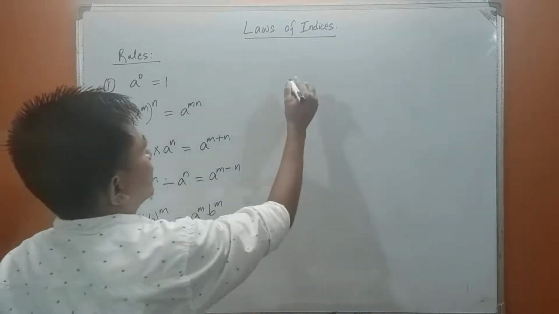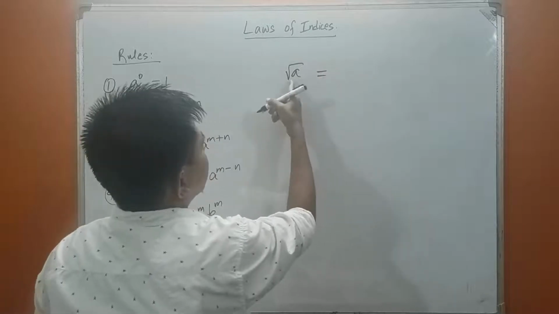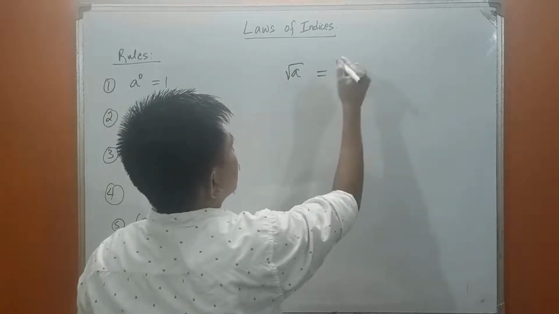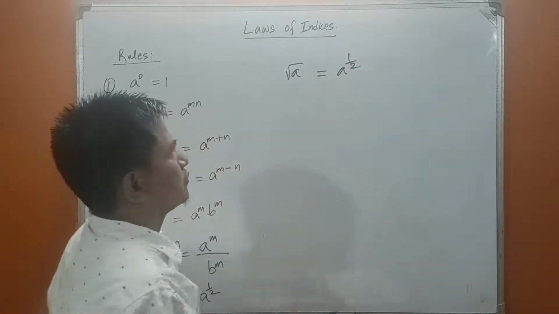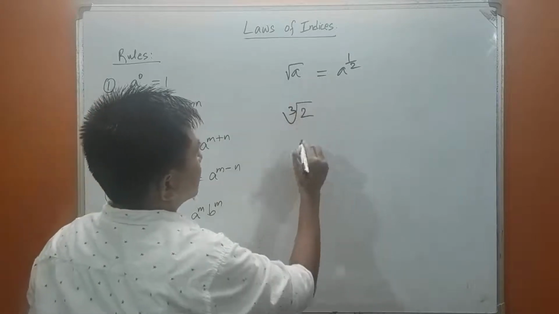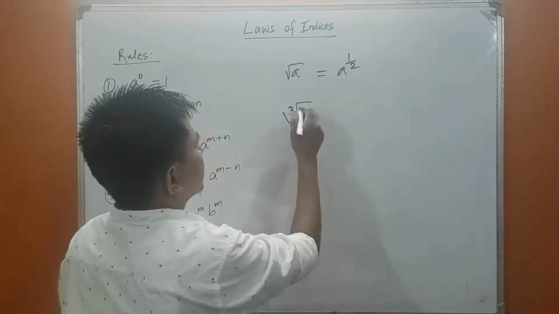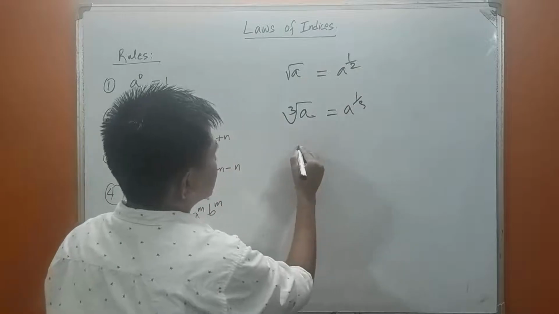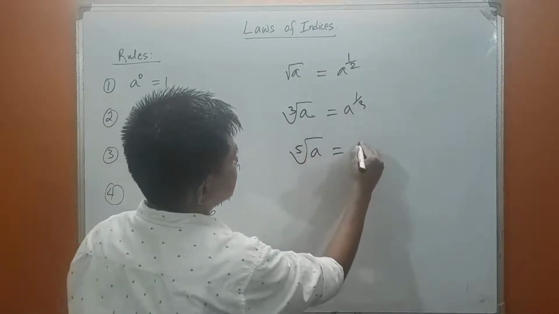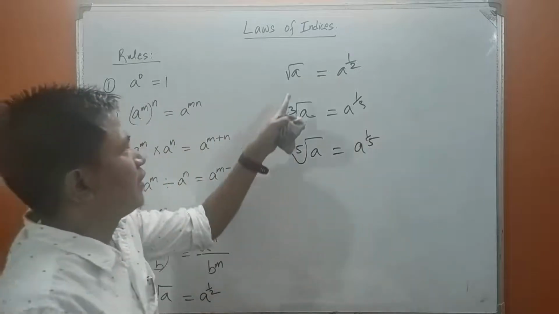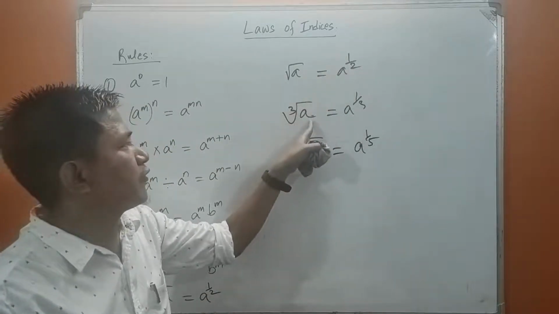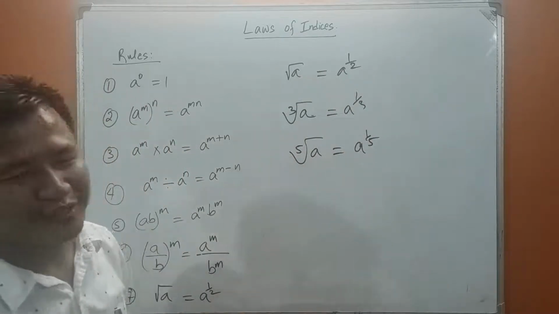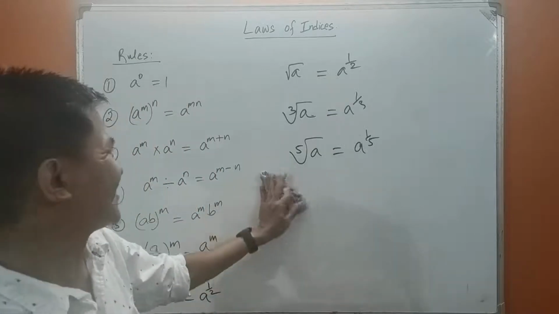If a number is under a square root, then it becomes a to the power 1 upon 2. If this is cube root of a, then it will become a to the power 1 upon 3. If this is fifth root of a, then this becomes a to the power 1 upon 5, okay. Square root of a is a to the power 1 upon 2. Cube root of a is a to the power 1 upon 3. Fifth root of a is a to the power 1 upon 5. Sixth root of a is a to the power 1 upon 6, isn't it? I hope you got this.